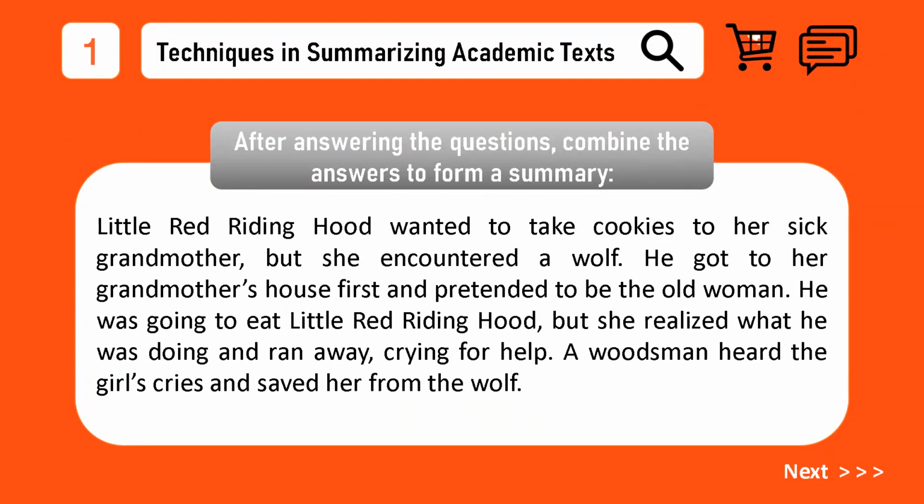Answer those questions, combine your answers to form an acceptable summary. Here's an example. Little Red Riding Hood wanted to take cookies to her sick grandmother, but she encountered a wolf. He got to her grandmother's house first and pretended to be the old woman. He was going to eat Little Red Riding Hood, but she realized what he was doing and ran away, crying for help. A woodsman heard the girl's cries and saved her from the wolf.